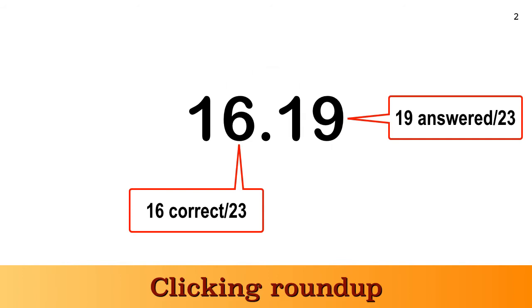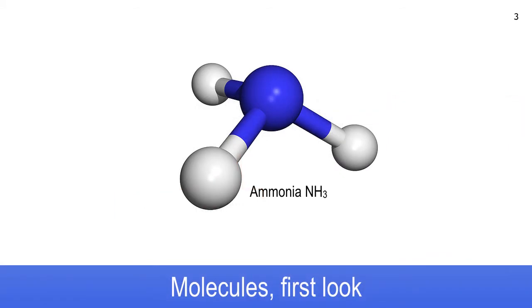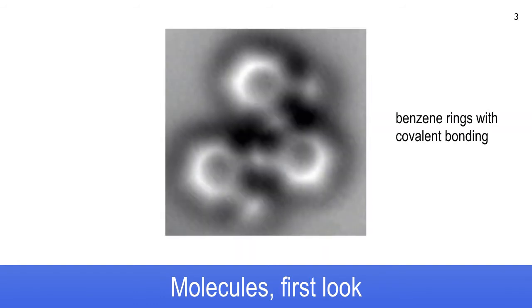Okay, let's keep going. We're going to talk a little bit about molecules today. This is ammonia. Here's another picture. This is an actual photograph. That one of ammonia was a model. This is actually using a special atomic force microscope. Those are actual benzene, hexagonal benzene rings, and they're covalently bonded. Very difficult photograph. That's an actual direct image of a set of 3 benzenes and a bunch of other things bonding.